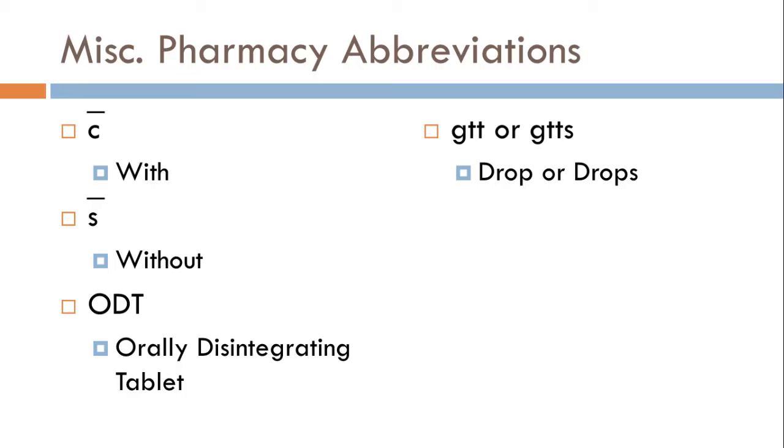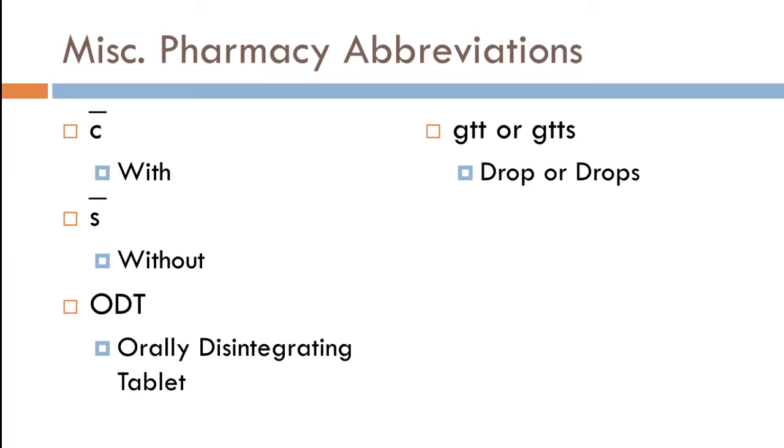All right, so here's some miscellaneous ones, and you really will see these fairly often. C with a bar over it. The letter C with a bar over it, that means with. And it's just easy to write. Many doctors will write W with a slash after it, and that's fine, but traditionally, C with a bar over it means with. And then S with a bar over it. The letter S as in Sam with a bar over it means without. So with, C with a bar over it, without, S with a bar over it.